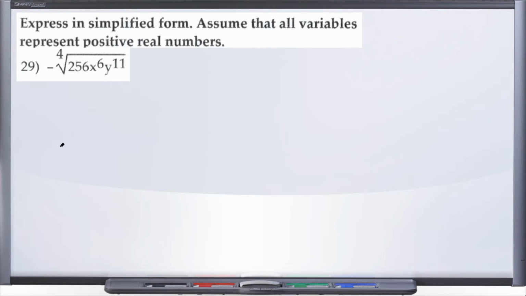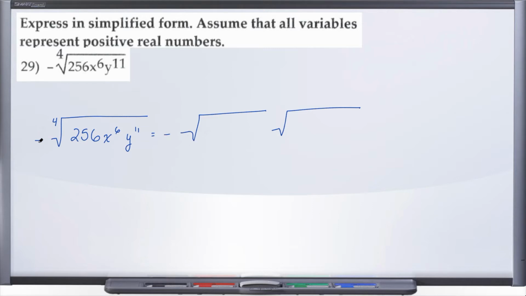All right, so 29, we've been given negative fourth root of 256, x to the 6th, y to the 11th. Let's go ahead and break this down into good stuff, bad stuff. Let me go ahead and move this over just a little bit. We're going to have a negative, right?